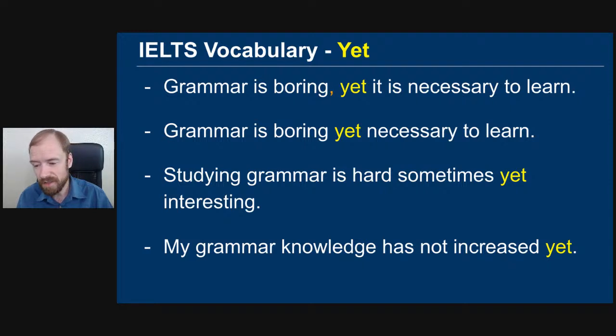Okay, these are the ways we're going to use yet. Of course, the last way is not the same as but. It just means not happening yet. So the first three sentences are similar, almost exactly the same way to show contrast as but. The last sentence means not happening at this point.